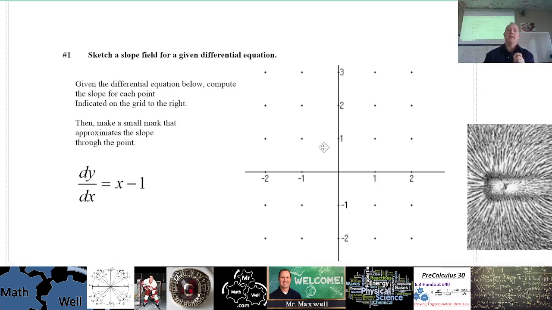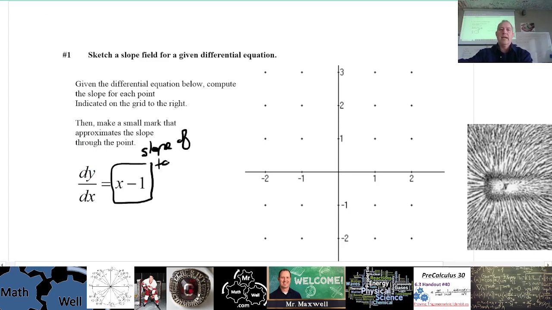And how we do that is this. We have to look at the differential equation and understand that it is the description of the slope of the tangent at x. Now this differential equation only contains the variable x. That's great. This is going to be real easy. So these points serve a purpose. We are going to sketch a tiny little tangent at each of these points. And the tangent slope is going to be described by this right here, in this case, x minus 1.